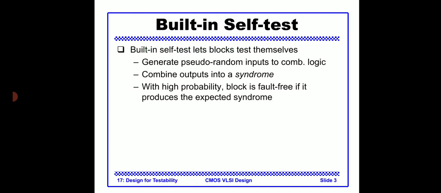Built-in self-test is a design for testability technique that places the testing functions physically with the circuit. It requires the addition of three hardware blocks to a digital circuit: a test pattern generator, a response analyzer and a test controller. The generator produces the inputs to the combinational logic and combines the outputs into a syndrome. With high probability, a fault-free block produces the expected syndrome.